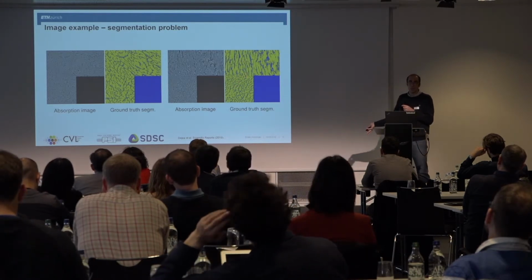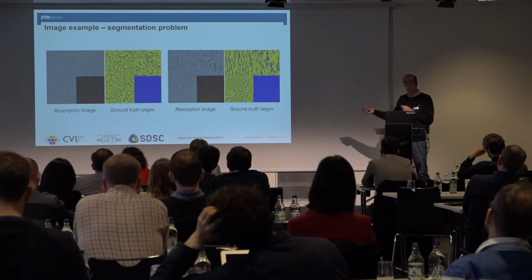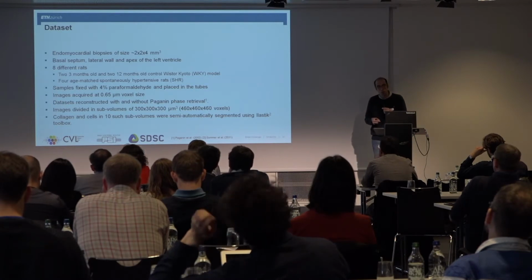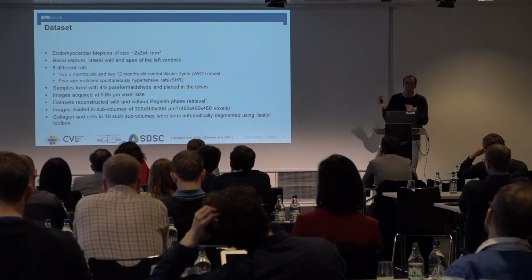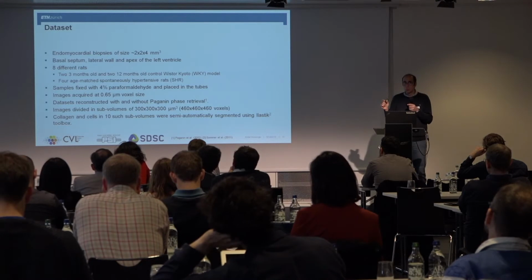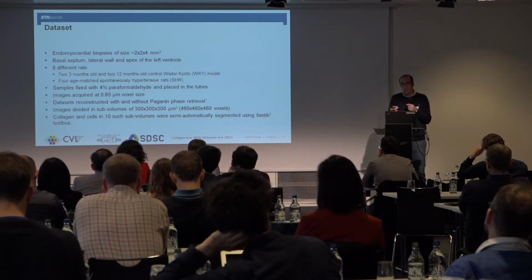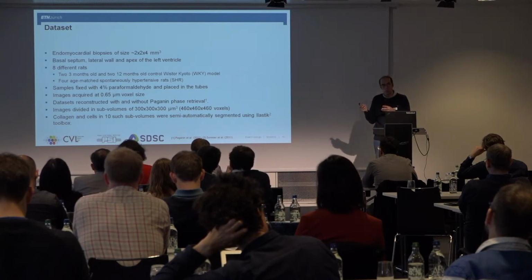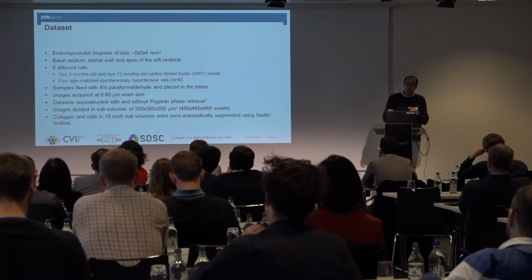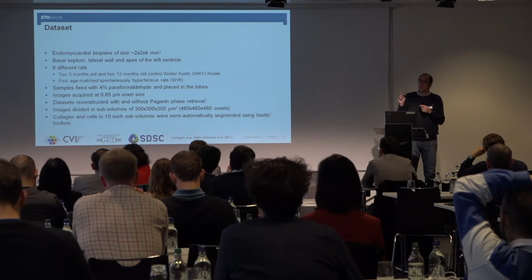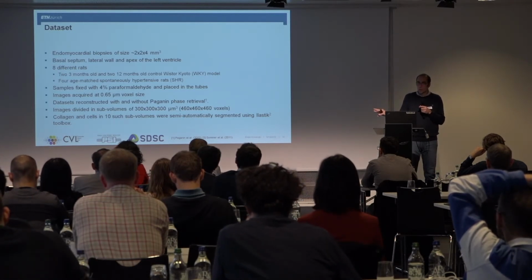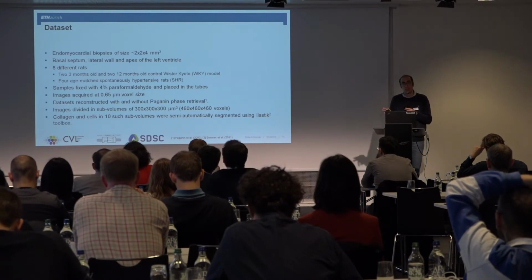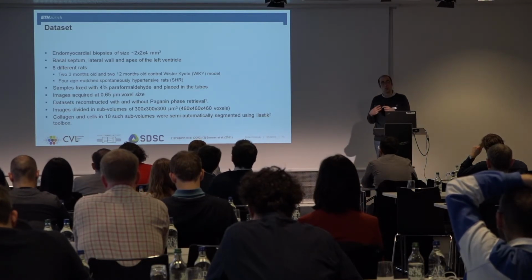Now, this is a segmentation problem, so we approach it with a segmentation algorithm. We created a data set of endomyocardial biopsies of about 2 × 2 × 4 millimeter cube. So it seems small, but we image them at 0.65 micron voxel resolution, so quite large images. We used 8 different rats, 2 of them at 3 months old, 2 of them at 12 months old, control rats, and 4 age-matched, spontaneously hypertensive rats with high amounts of collagen in the tissue.